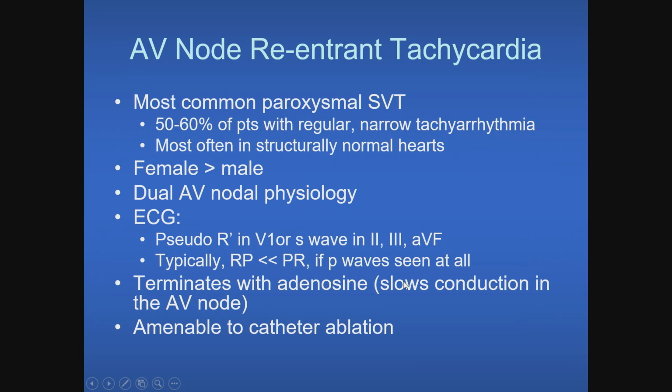The most common short RP tachycardia is AV node reentrant tachycardia. This is the most common paroxysmal supraventricular tachycardia, and it accounts for about 50 to 60% of patients with a regular narrow complex tachyarrhythmia. We most often see it in patients with structurally normal hearts, but it can be seen in patients with structural heart disease as well. There is an epidemiological female to male predominance, and the etiology is dual AV nodal physiology. The ECG shows, as we just took a look at a moment ago, a pseudo R prime in V1, or you can sometimes see an S wave in 2, 3, and aVF.